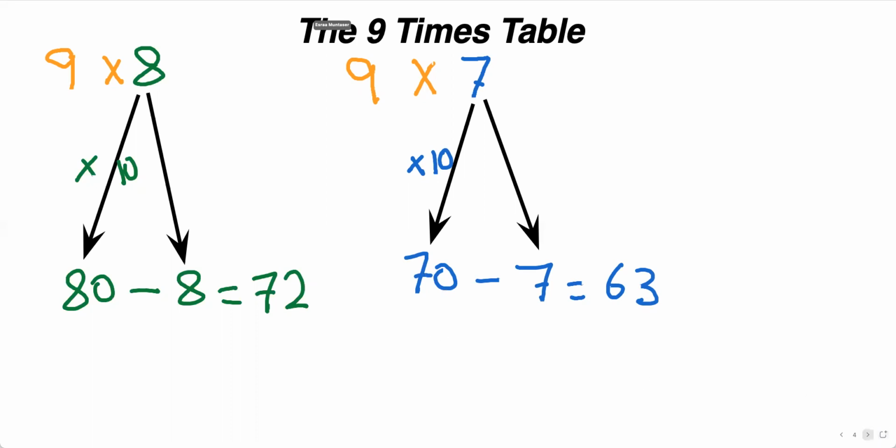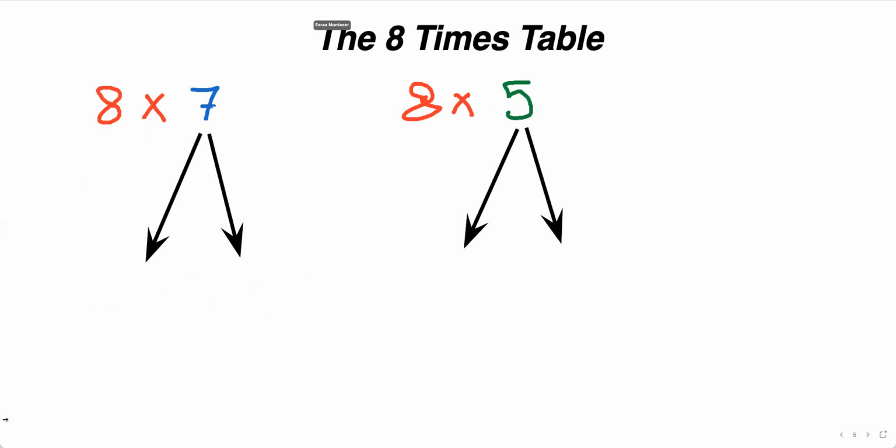But let's go to number 8 and see if we could do something like that with number 8 as well. So 8, the times table for 8, you take this number again, multiply it by 10, you get 70, and then minus, except here you double this number, which is 14, and 70 minus 14, you get 56. Is this a coincidence?